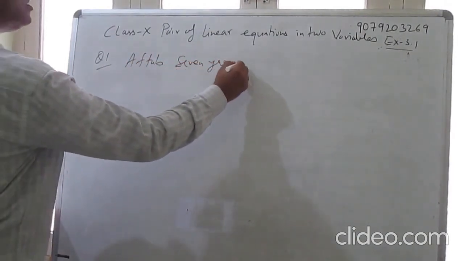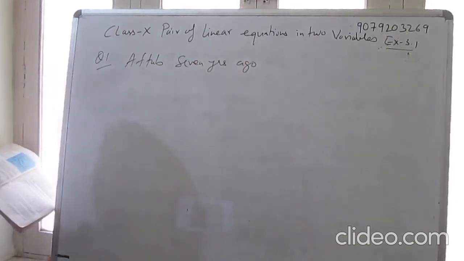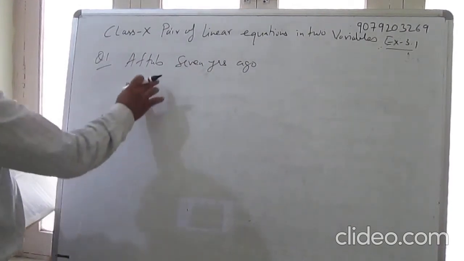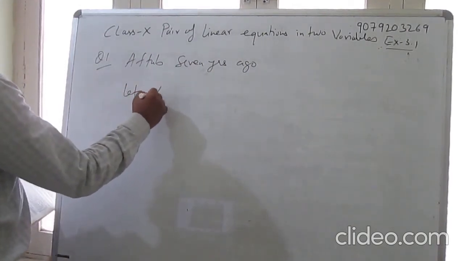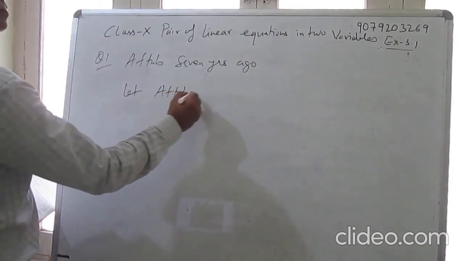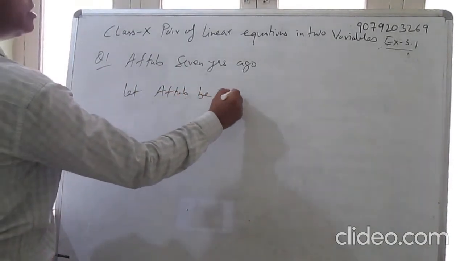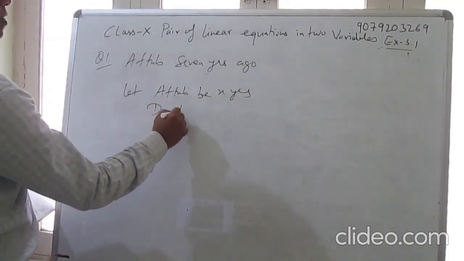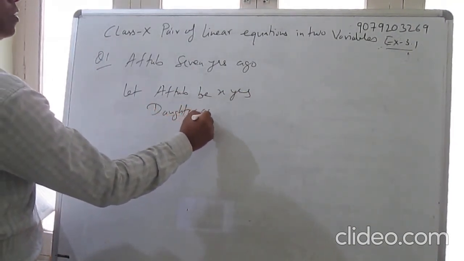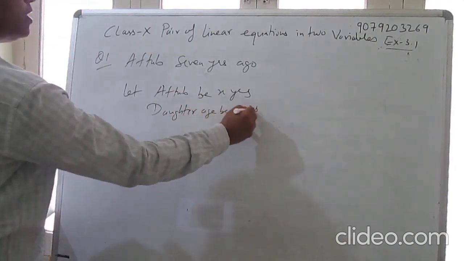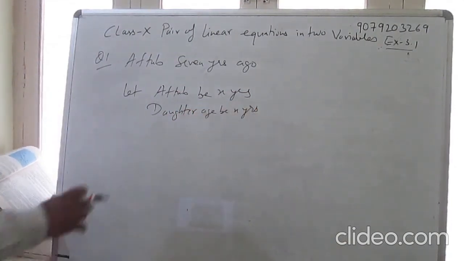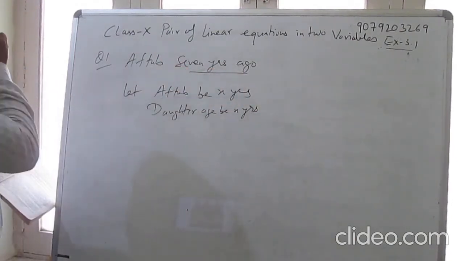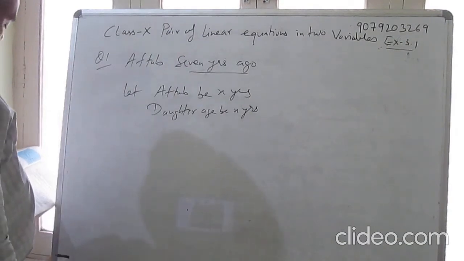7 years ago I was 7 times. So here we arrive at the situation. Aftab, let the age of Aftab be x years and the daughter's age be y years. Aftab tells his daughter, 7 years ago I was 7 times as old as you were then.